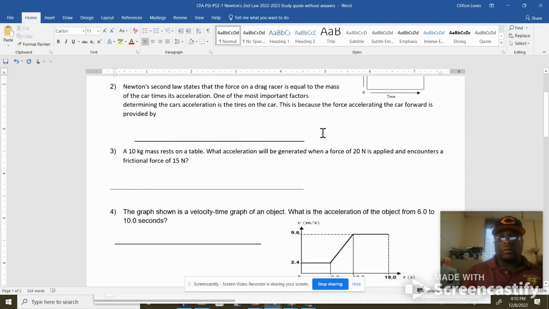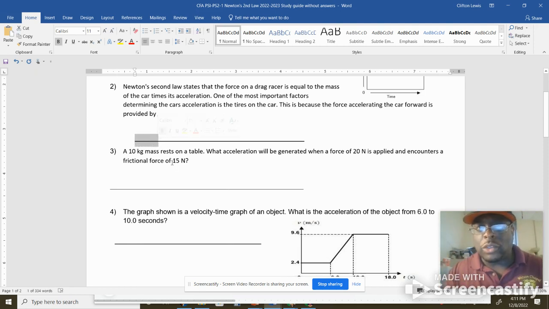Newton's second law states that the force on a drag racer tire equals the mass of the car times acceleration. One of the most important factors determining a car's acceleration is the tires on the car. This is because the force accelerating the car forward is provided by, and what does that provide? If you're walking on ice and you don't have any traction under your feet, you can slip. The traction, we call it, is friction. If the roads are icy and slick, your car's not going to go forward. You've got to have a force to counteract to help propel you forward. So that force is friction.